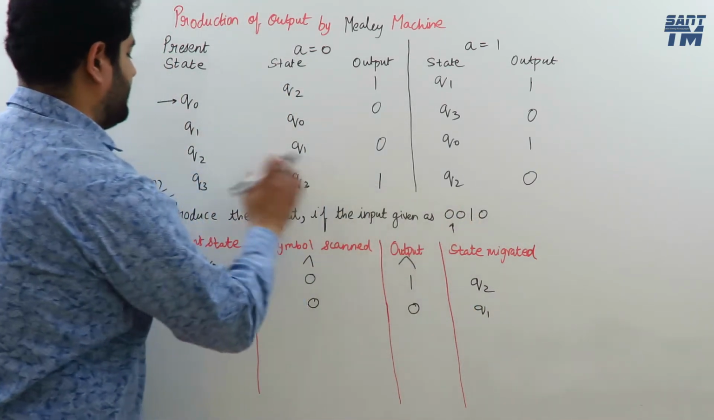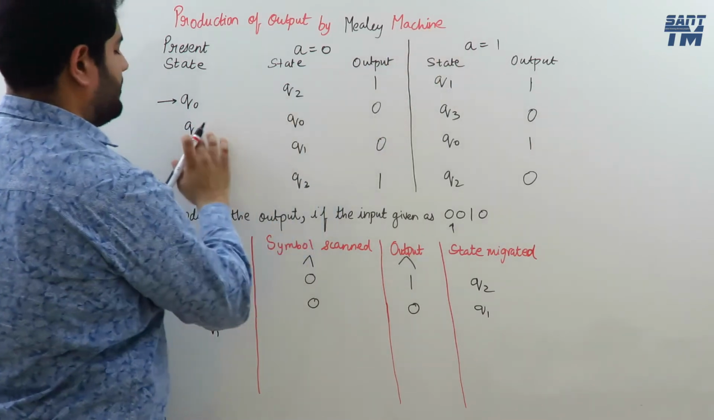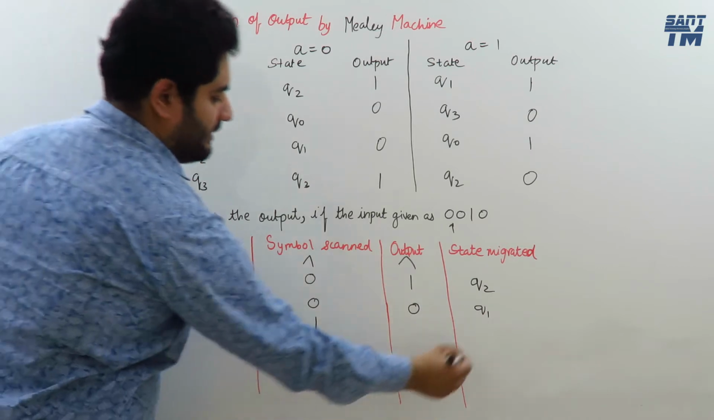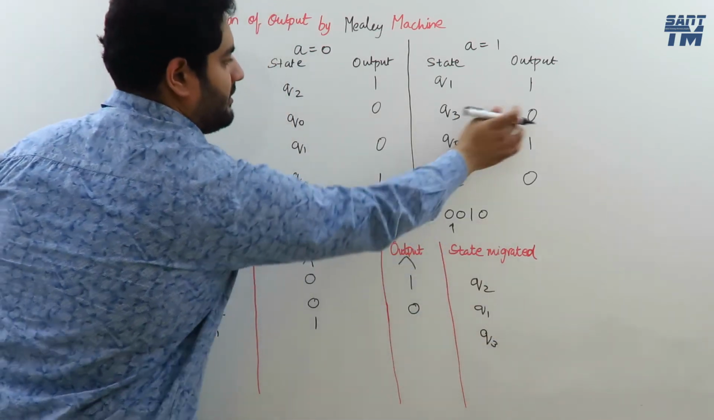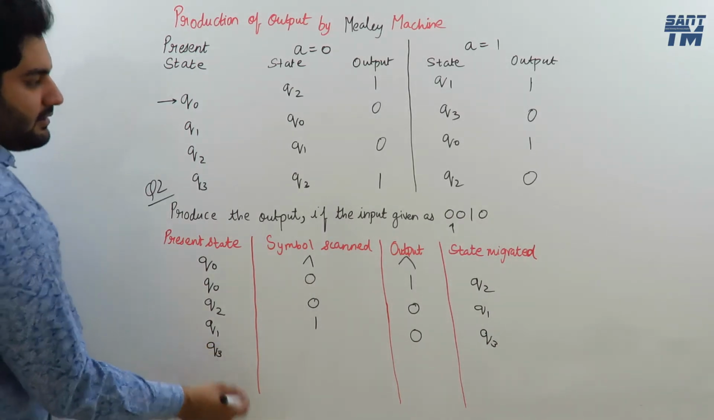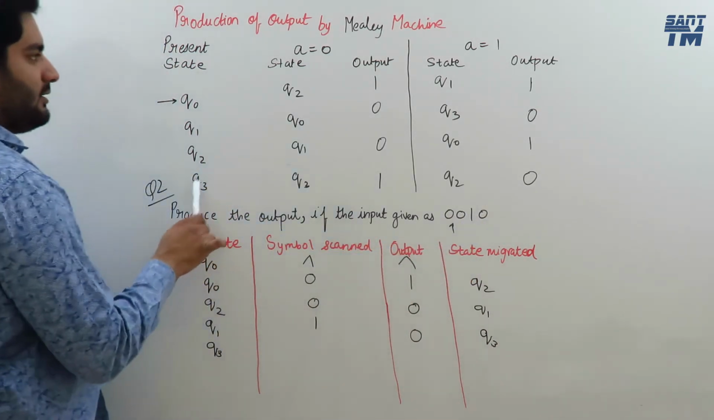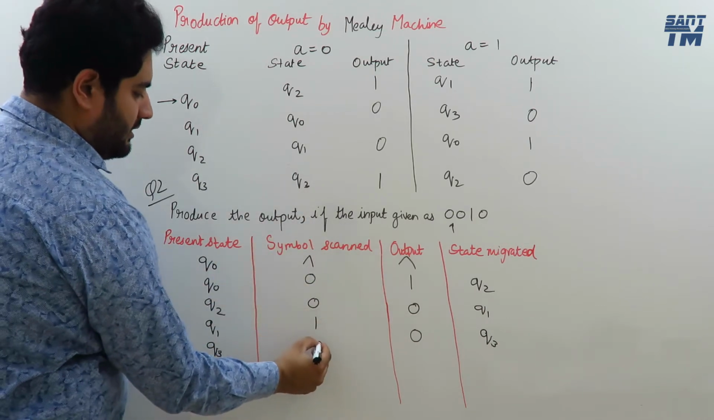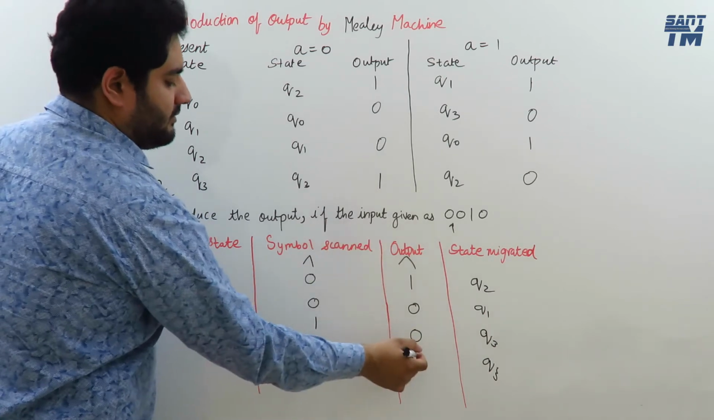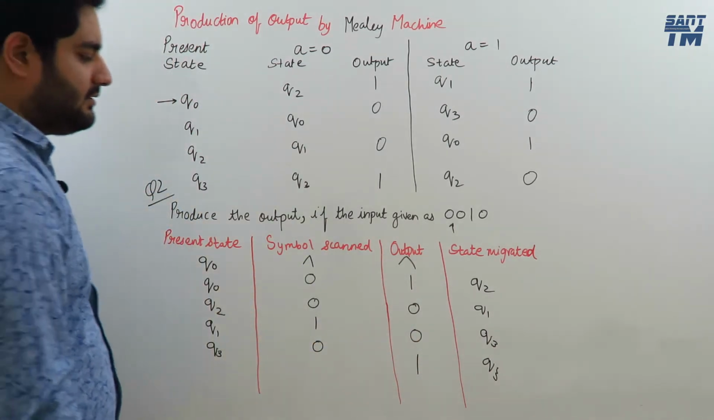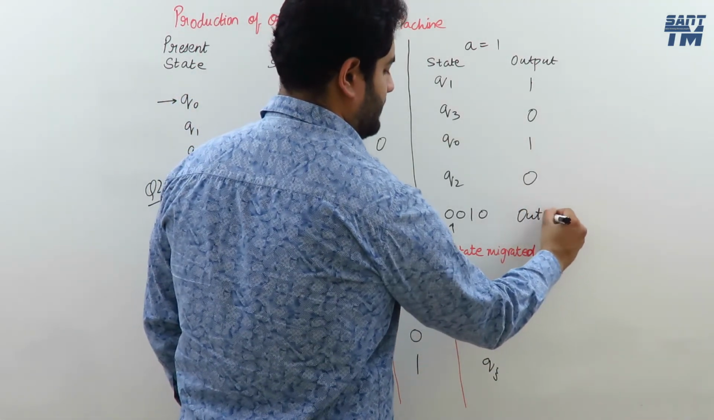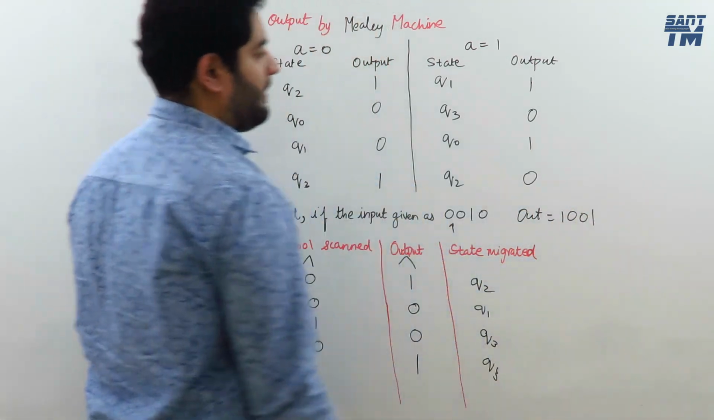Now Q1 on input symbol 1 moves to state Q3 and produces the output 0. Now present state is Q3. Q3 on this last 0 remains in Q3 and produces output 1. So our output is 1 0 0 1. Null is ignored. Output is 1 0 0 1.